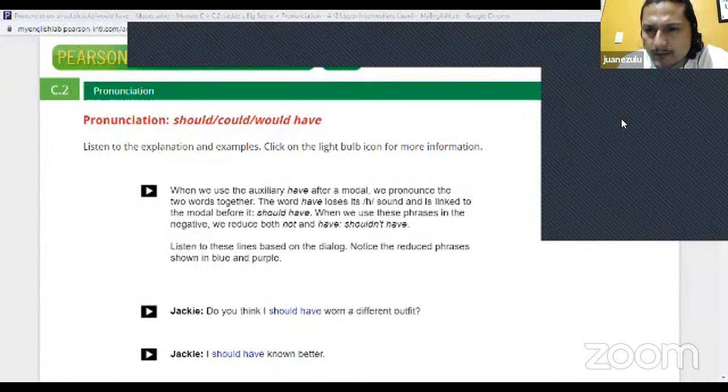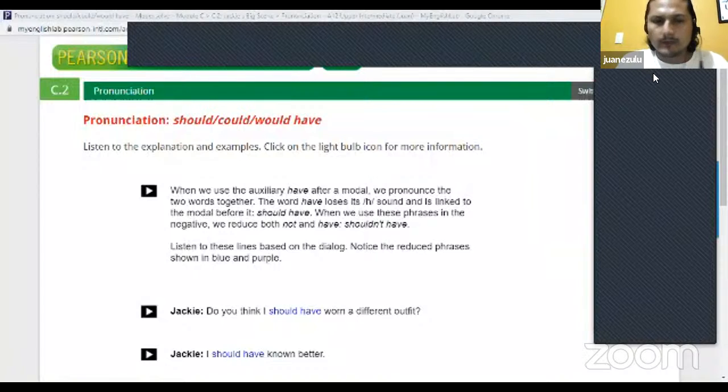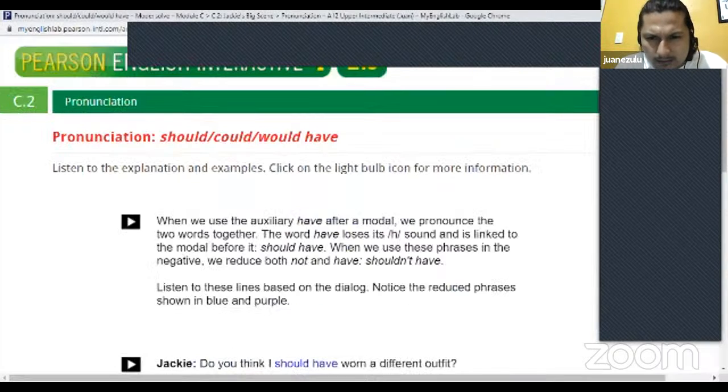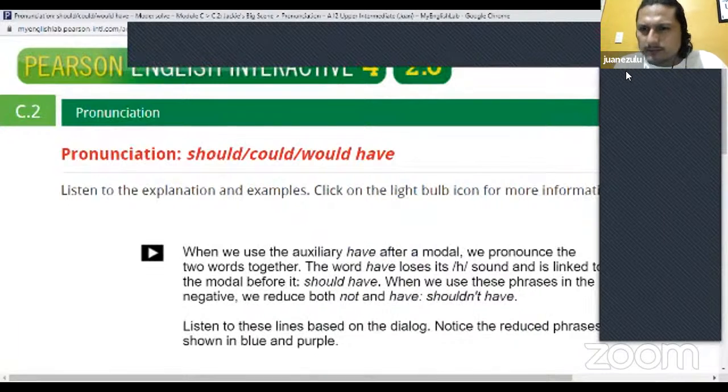Let me wait a minute. Okay, share screen, there we go. Now let me zoom in so that you guys can have a clear reading. There it is. Maybe I need to hide this.